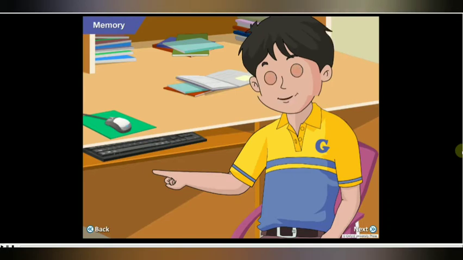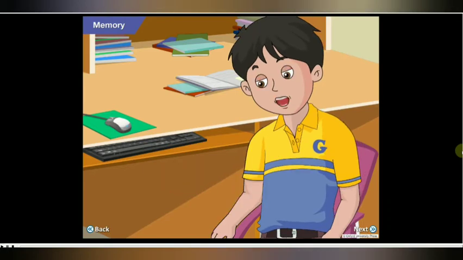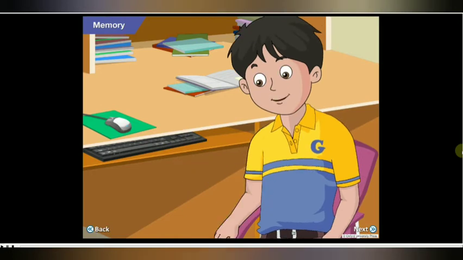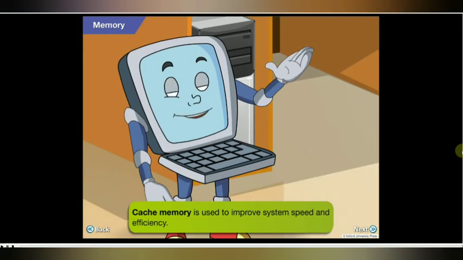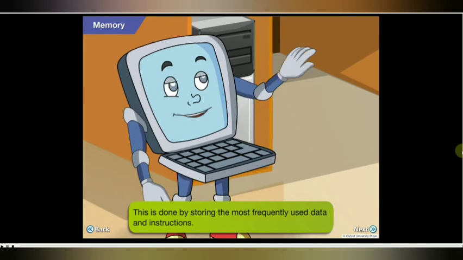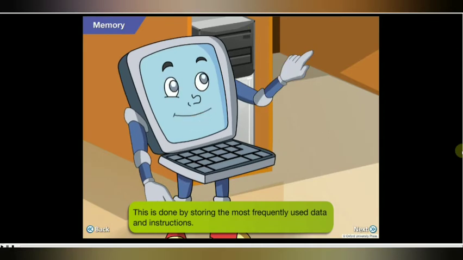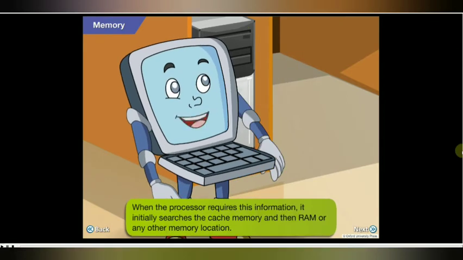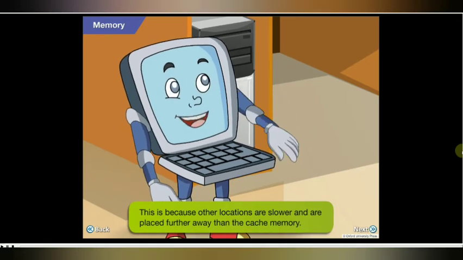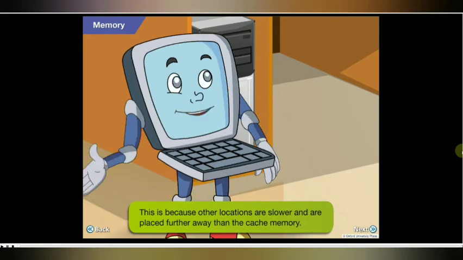You also mentioned cache memory. What is it used for? I have heard my computer teacher speaking about it. Cache memory is used to improve system speed and efficiency. This is done by storing the most frequently used data and instructions. When the processor requires this information, it initially searches the cache memory and then RAM or any other memory location. This is because other locations are slower and are placed further away than the cache memory.